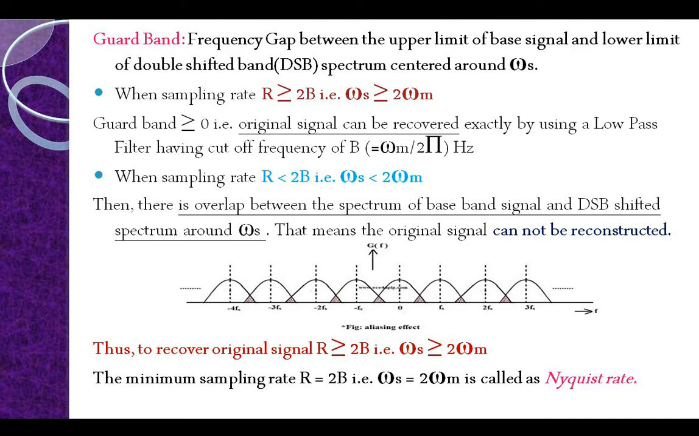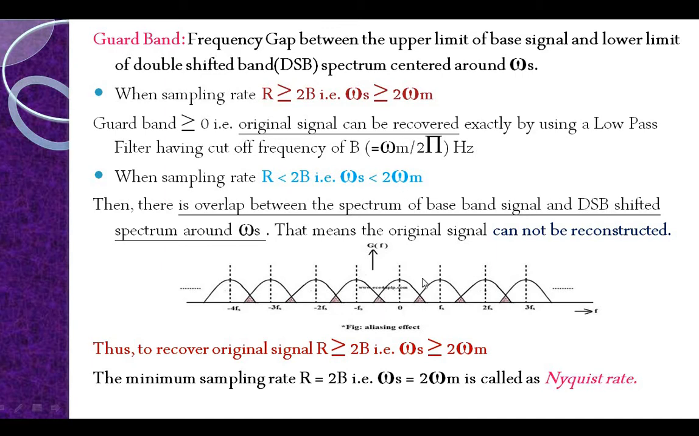That is when the sampling rate R is greater than 2B. In case R is less than 2B, it means your sampling rate has decreased, it is less than 2 times the band. In that case there is an overlap between the spectrum of the baseband signal and the double shifted band signal, which will give errors. So the original message signal cannot be reconstructed.